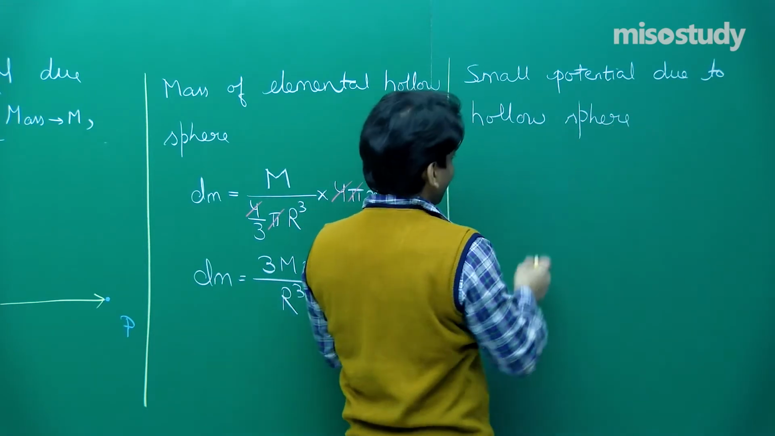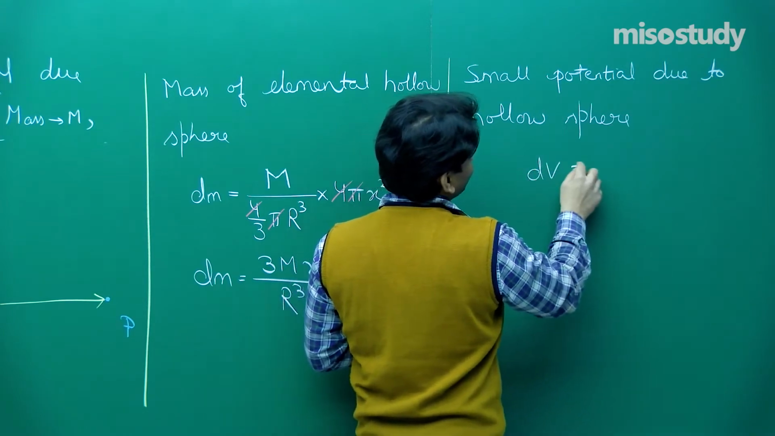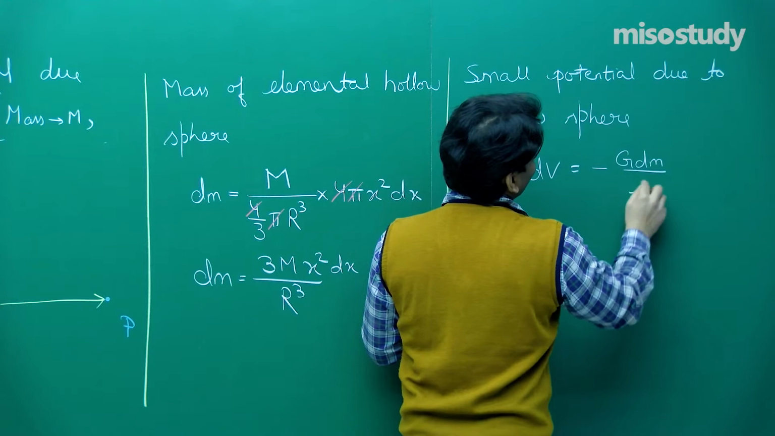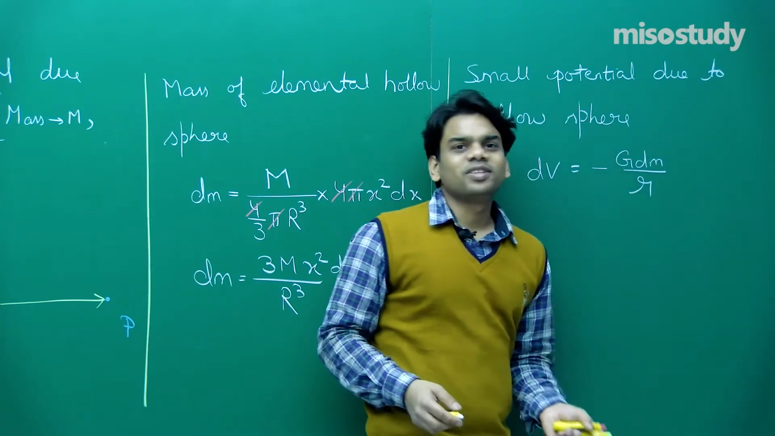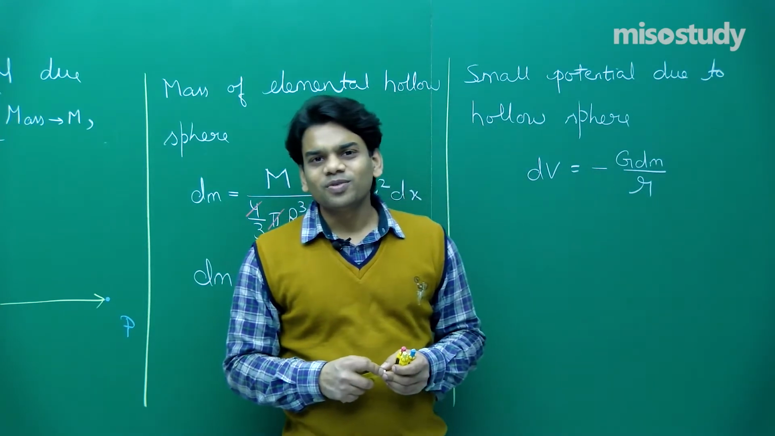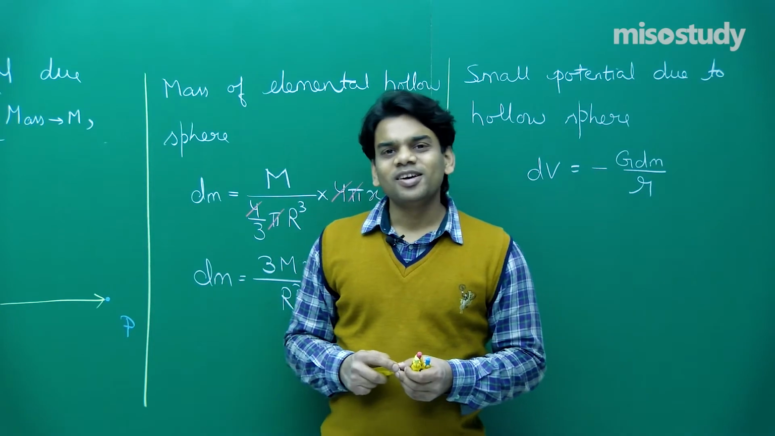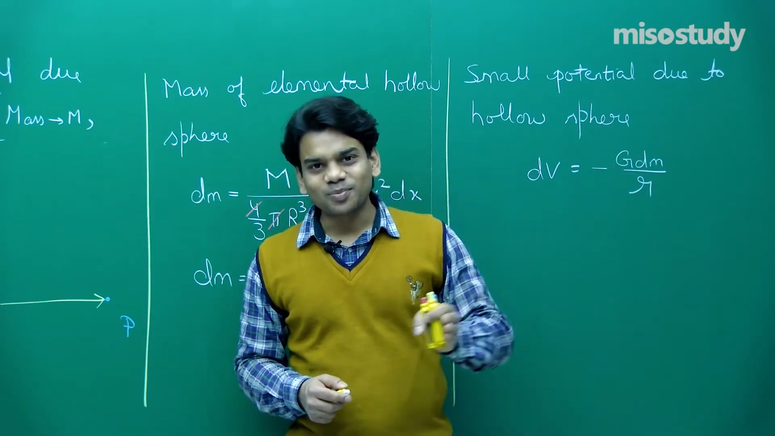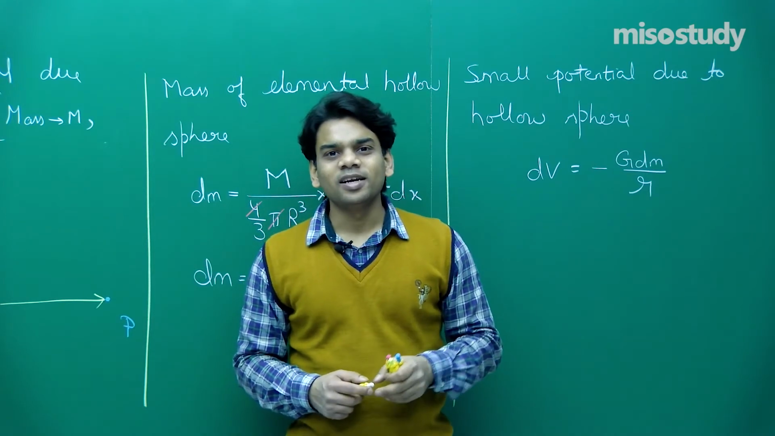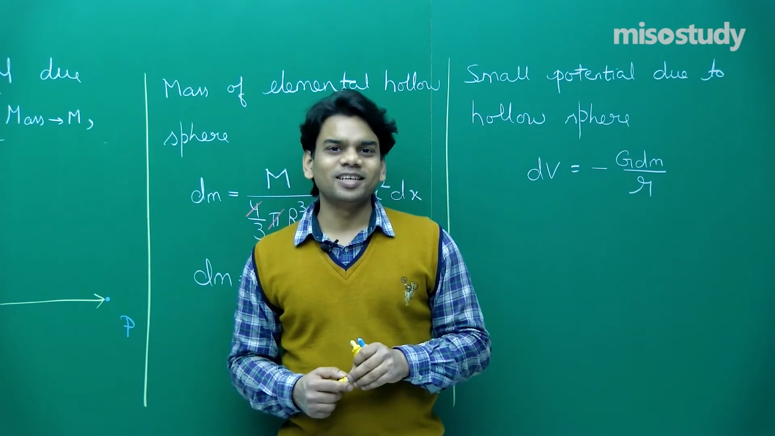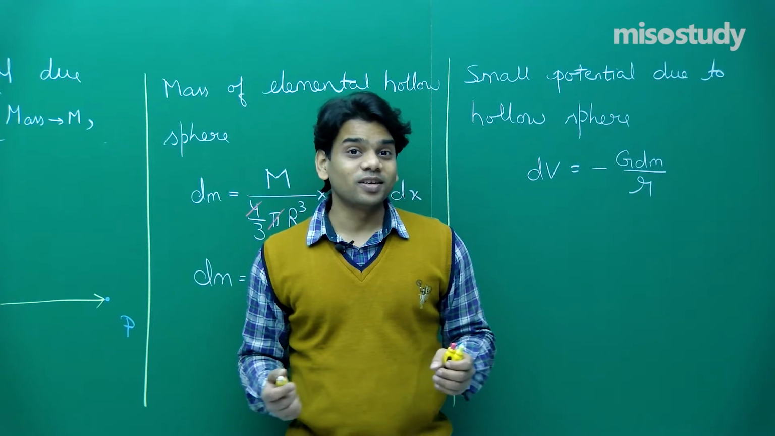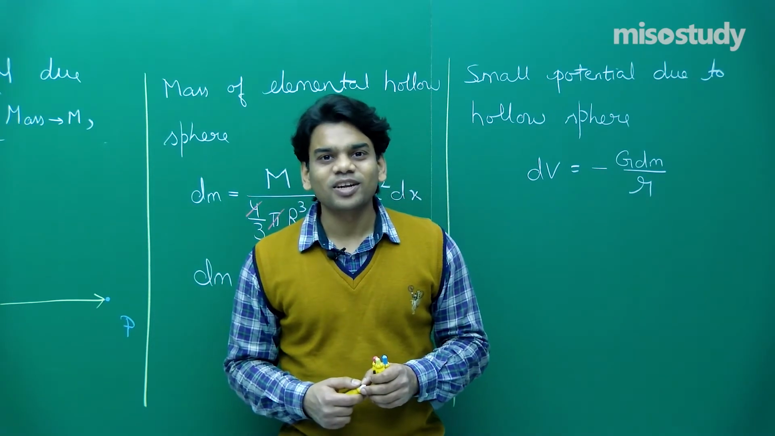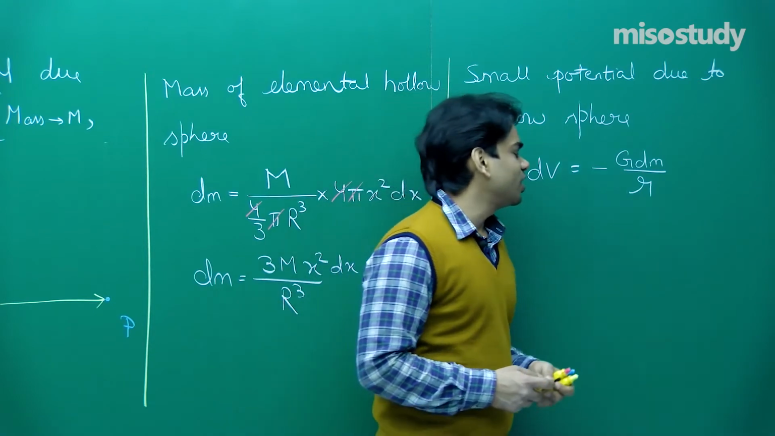Just now I told you the value of this potential, that will be dV is equal to minus G dm by r. Remember, always mention the potential with negative value, because we have taken the potential to be 0 at infinity, and as we take the point closer to the object, the potential goes on decreasing. Actually its magnitude is increasing, no doubt, but its value will decrease because it is mentioned with a negative sign. So dV equals minus G dm by r.